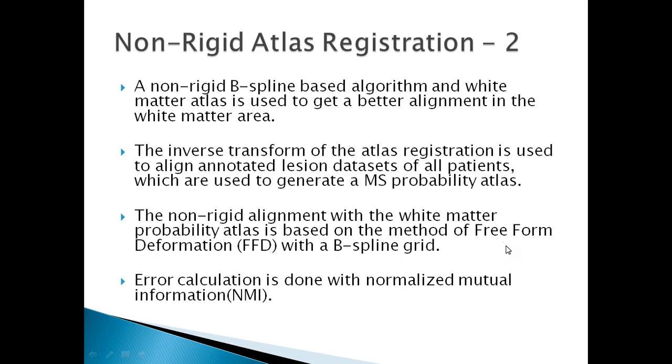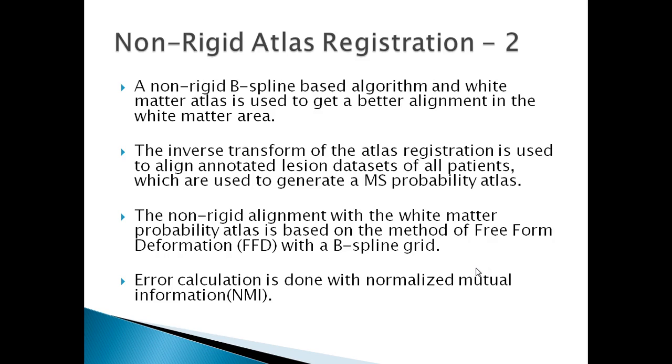We'll use a non-rigid B-spline based technique or algorithm, and a white matter atlas is used to get a better alignment in the white matter area. The inverse transform of the atlas registration is basically used to align the lesion data sets of all patients, and then this is used to generate the MS probability atlas, which we'll be using as one of the features in the project.